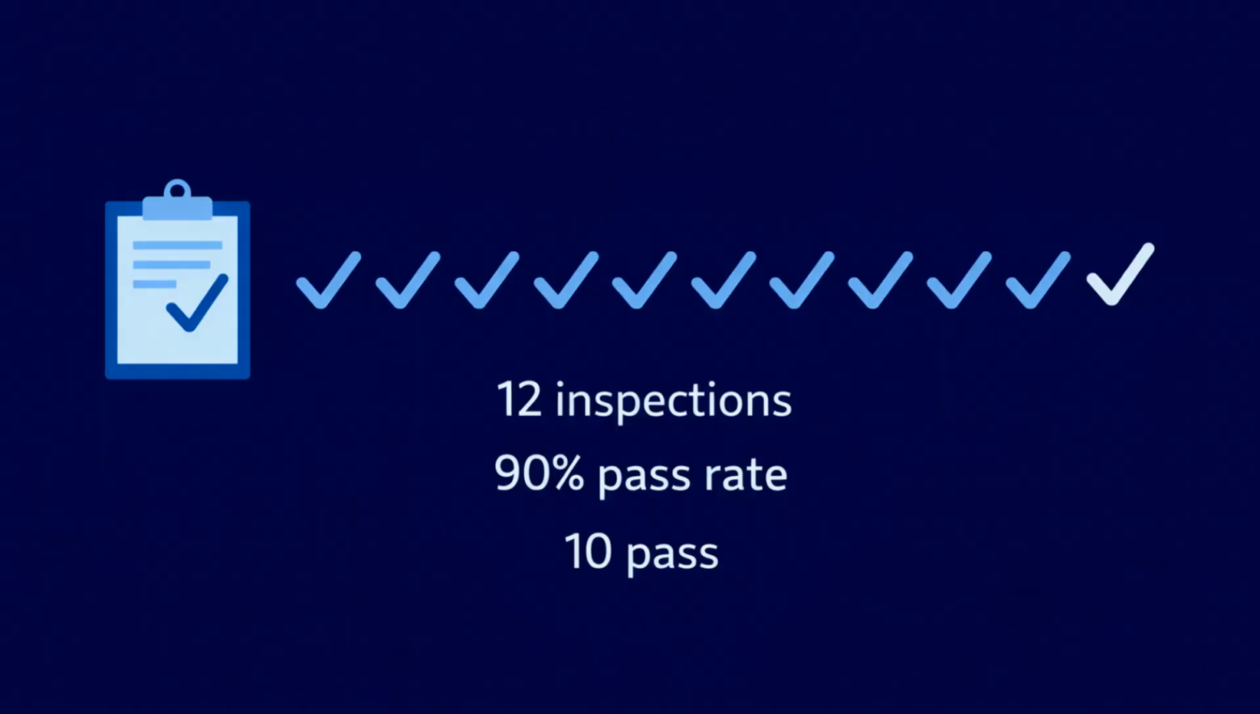Now imagine a manufacturing example using the same binomial logic. A product passes inspection 90% of the time. A supervisor checks 12 items and wants to know how likely it is that exactly 10 pass inspection if the process is operating normally.